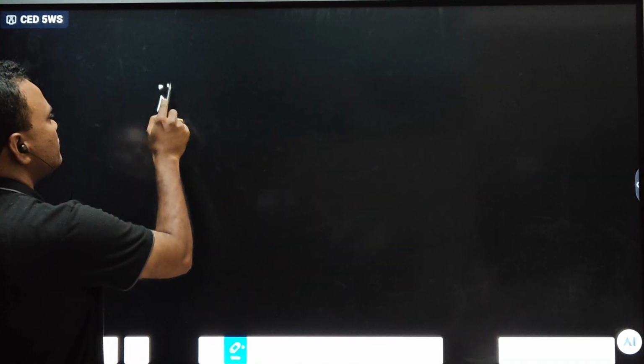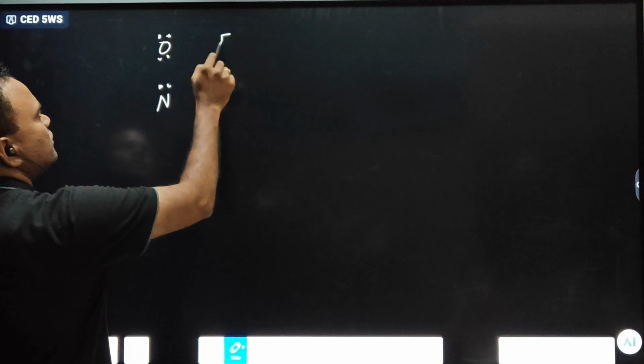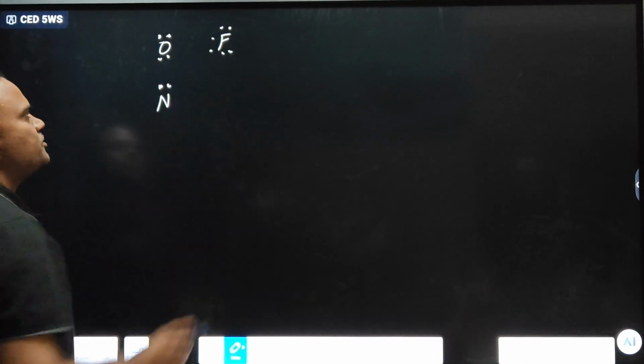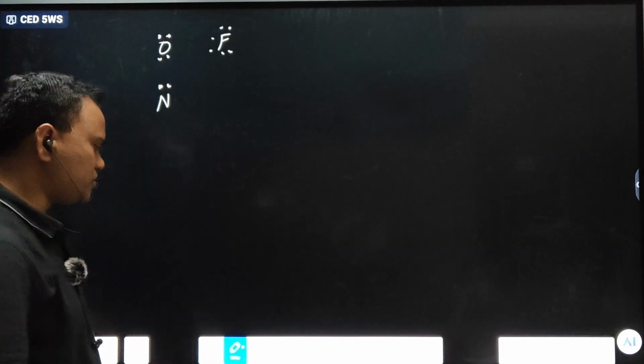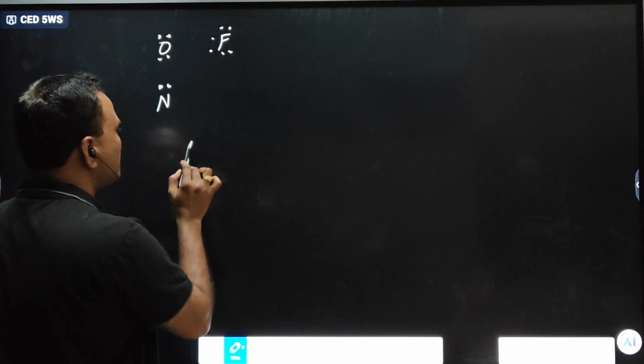Nitrogen contains how many lone pairs? One. Oxygen contains how many lone pairs? Remember this general information according to the periodic table. Okay, so nitrogen is having lone pairs and nitrogen size is small. Once look at this, what will happen?